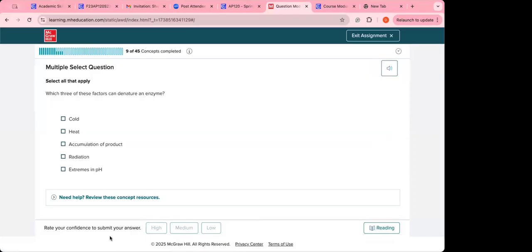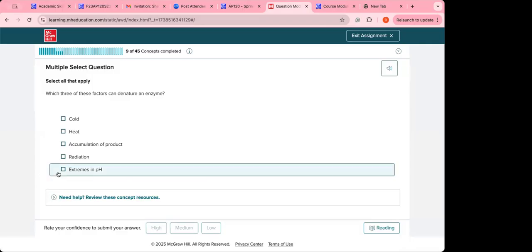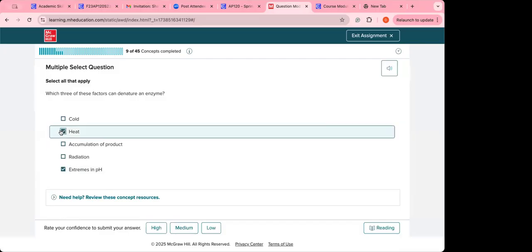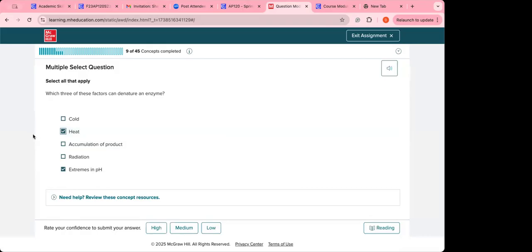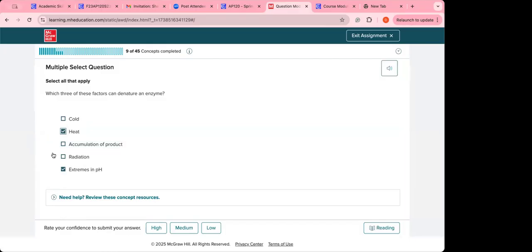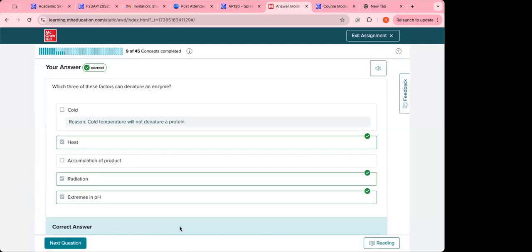Okay, which of these three factors? This was a question from yesterday. They're giving it back to you. Which of the three of these factors can denature an enzyme? Extremes in pH. What else? Two more. Heat, right? And what else? Radiation is the other one. Radiation, extreme pH, and heat are the three for that.